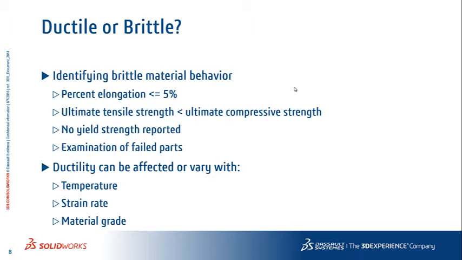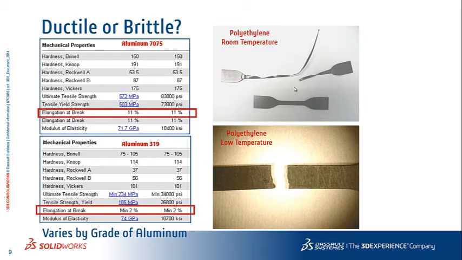Also strain rate. How quickly you're loading a part can change a material from brittle to ductile or vice versa. If you load things very quickly, they're much more likely to behave in a brittle manner. And then even material grade, right? Here are a couple different materials where you can see we've got aluminum 7075 and aluminum 319. Just based on the grade, we can see the 7075 behaves more ductilely, elongating 11% before break, whereas 319 behaves much more brittly, right? The manufacturing process for these two aluminums causes them to behave differently.